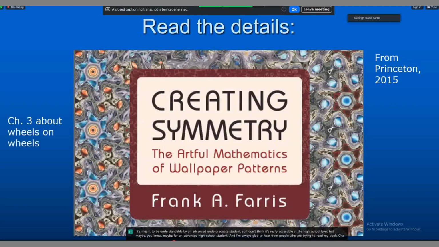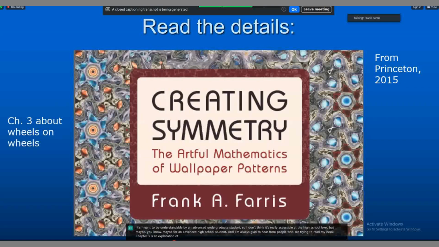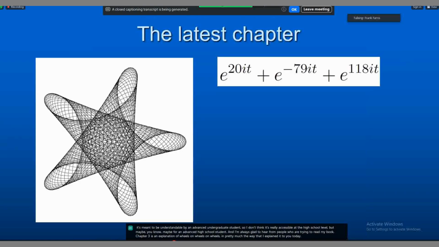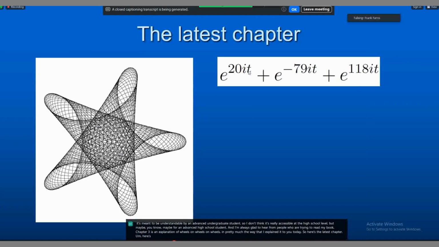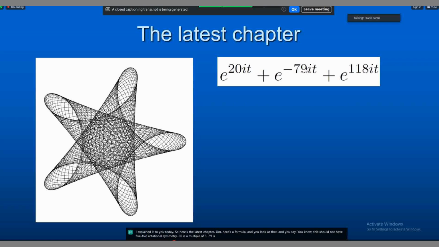Chapter 3 is an explanation of wheels on wheels on wheels in pretty much the way that I explained it to you today. So here's the latest chapter. Here's a formula, and you look at that and you say, this should not have five-fold rotational symmetry. 20 is a multiple of 5. 79 is one more than a multiple of 5. And 118 is 2 less than a multiple of 5. No way will that have five-fold symmetry.